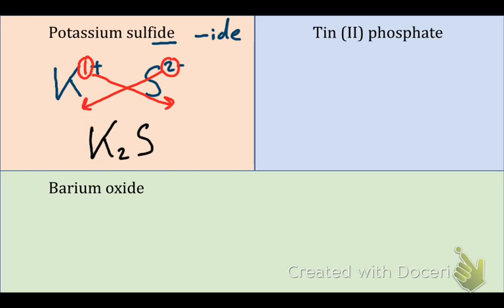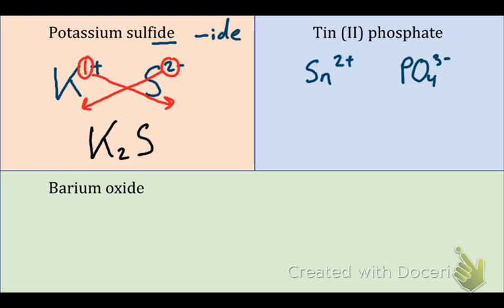Our next sample problem is over here in blue. In the blue box, notice it says tin 2. Why the 2? Well, if you look on your periodic table, tin is element number 50. It has a variable charge. So the name must provide the charge. By writing tin 2, you know it's tin 2+. Phosphate is a polyatomic ion you had to memorize as PO4 3-.